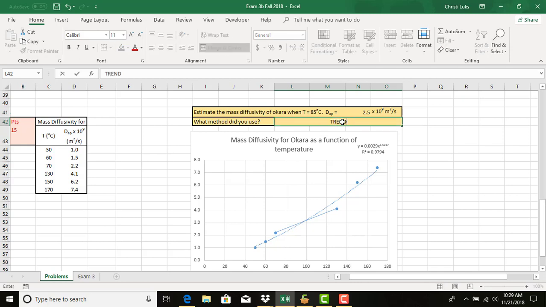So for instance, this one was done using trendline, and I did at least correctly identify that really only 2 of these digits are legit. But if you wanted to do it using other techniques, that would be fine also.